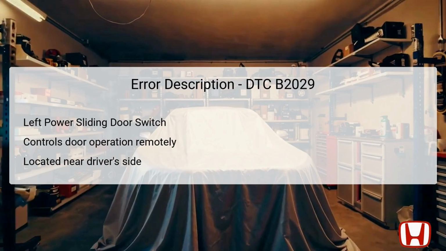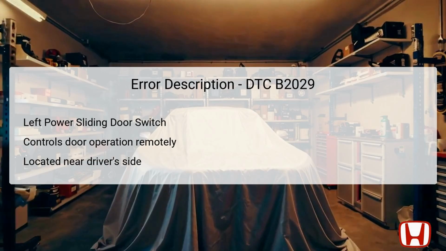DTC B2029 pertains to an error involving the left power sliding door remote control switch, which plays a vital role in the seamless operation of the vehicle's sliding door. This switch allows drivers to open or close the left sliding door without physical contact, enhancing convenience and accessibility. Its operation relies on signals transmitted to the left power sliding door control unit, which governs the door's mechanics.